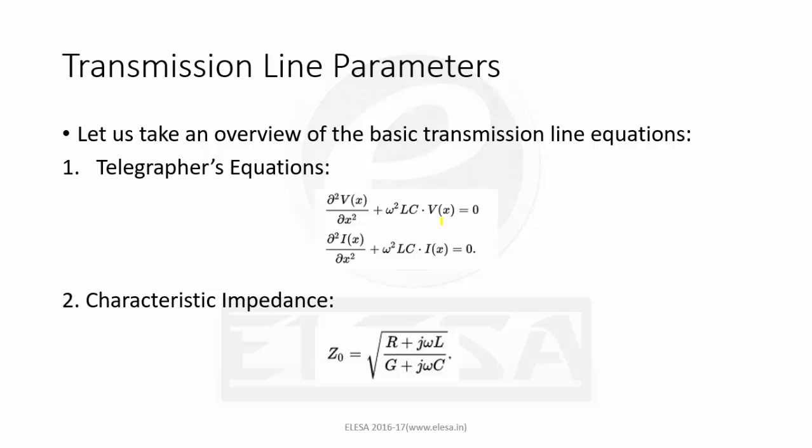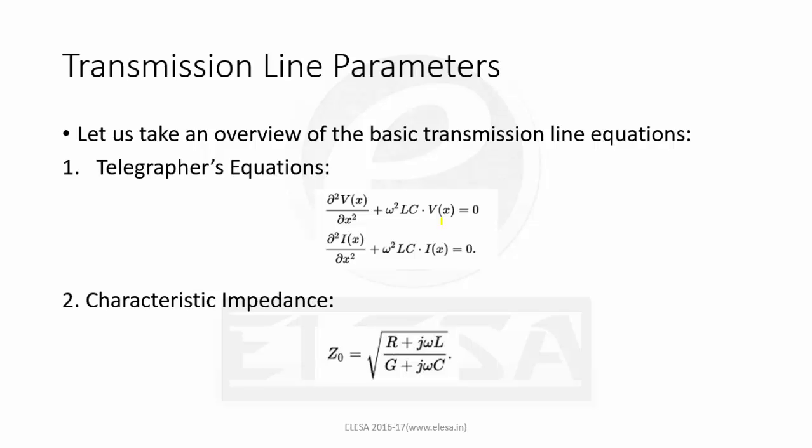The first and most important equation is the telegrapher's equation. It gives us an insight of how voltage and current vary with respect to both time and distance. So, del square V of x upon del x square plus omega square LC V of x is equal to 0. And with respect to current, del square I of x upon del x square plus omega square LC into I of x is equal to 0.